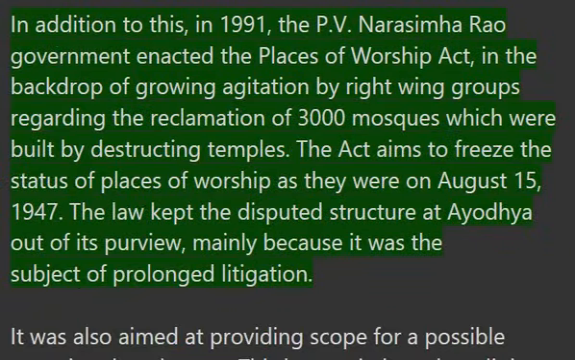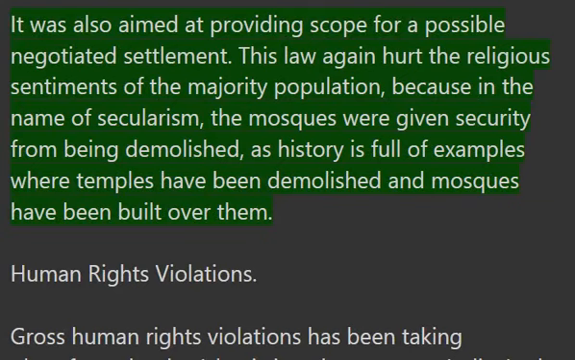In addition to this, in 1991, the P.V. Narasimha Rao government enacted the Places of Worship Act, in the backdrop of growing agitation by right-wing groups regarding the reclamation of 3,000 mosques which were built by destructing temples. The Act aims to freeze the status of places of worship as they were on 15 August 1947. The law kept the disputed structure at Ayodhya out of its purview, mainly because it was the subject of prolonged litigation. It was also aimed at providing scope for a possible negotiated settlement.